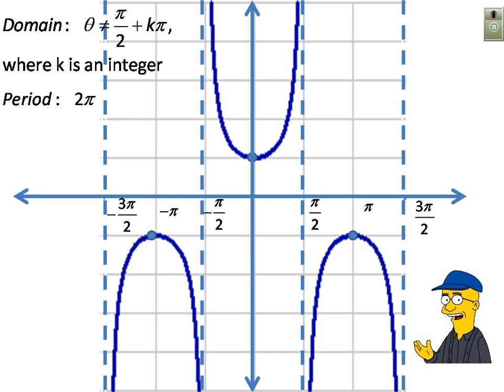Now the period, of course, is going to be 2 pi, just like with cosine. It's going to be 2 pi. You can see the time it takes for the graph to make one complete cycle. We have part of the graph here, and then up here, the time it takes for that to happen is 2 pi. It starts over here at negative 3 pi over 2 and goes to pi over 2, so that would be 2 pi.